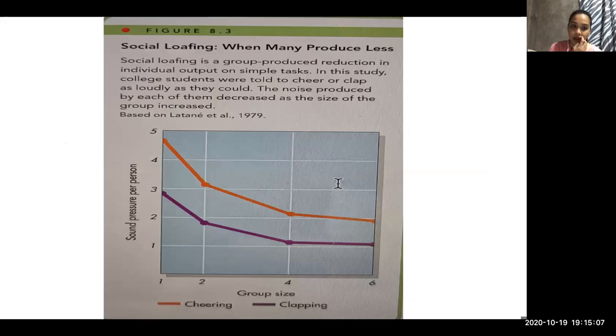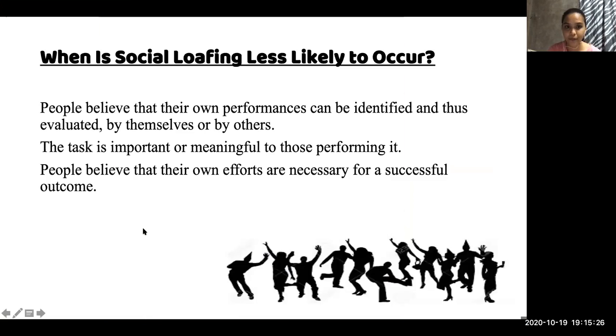So dito, makikita nyo sa figure 8.3 na mas lumaki yung group nila, nag-less yung pag-exert nila ng effort sa pag-cheer, kasi feeling nila hindi naman nagmamatter yung effort ng pagsigaw nila kasi marami nga sila. So tawag dun talaga is social loafing.